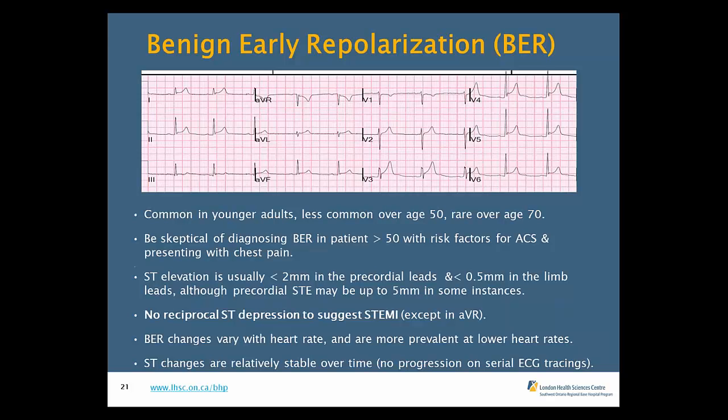That perfectly drives home the points on that slide. I think that in identifying a patient with risk factors and a good story for ACS, especially when they're over 50, benign early repolarization is probably not a prudent conclusion to come to.